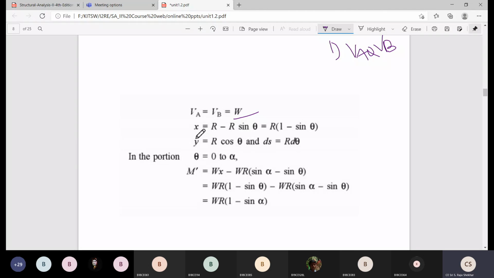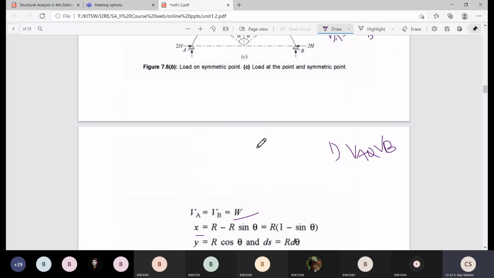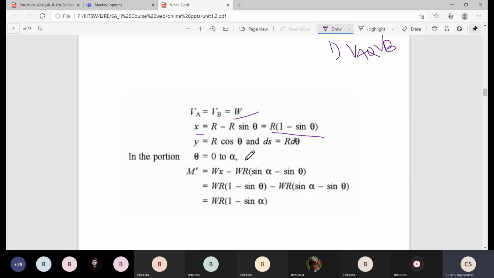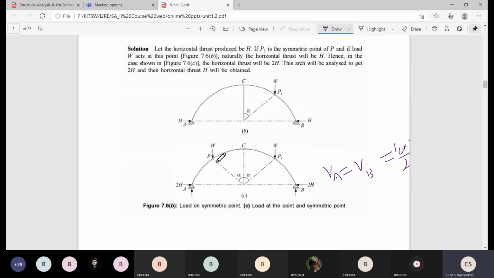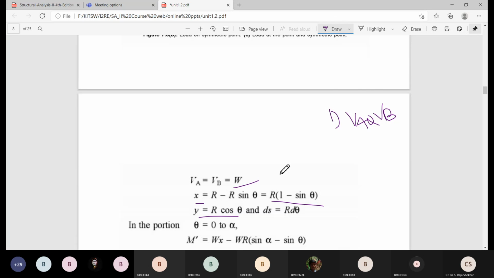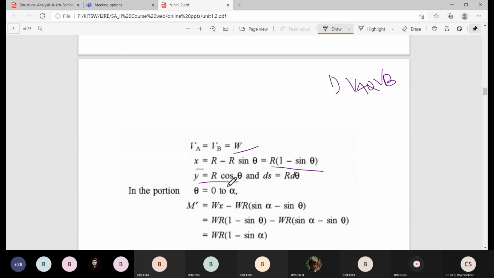Now calculate the X value. Similarly, the same thing. X is equal to R into 1 minus sin theta. Y is equal to R cos theta. Same point, same semicircular arch. So Y is equal to R cos theta, which is R cos alpha in this case. Y is equal to R cos alpha. X is equal to R into 1 minus sin theta.